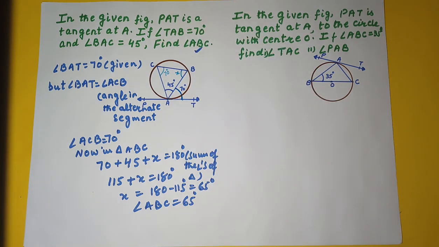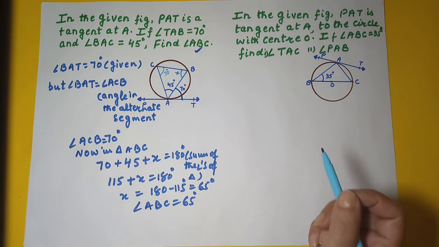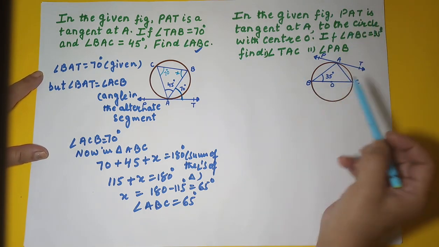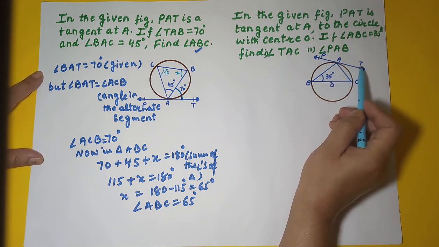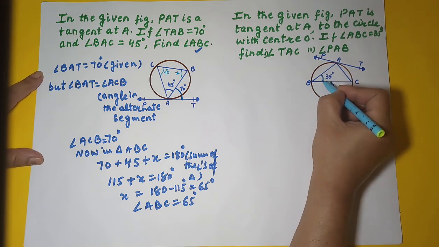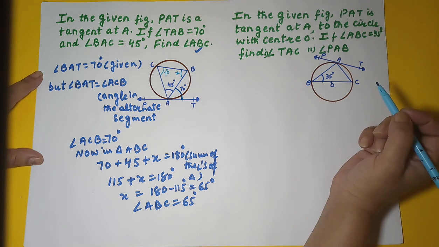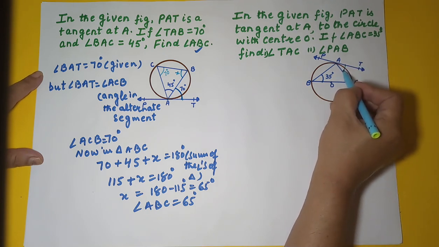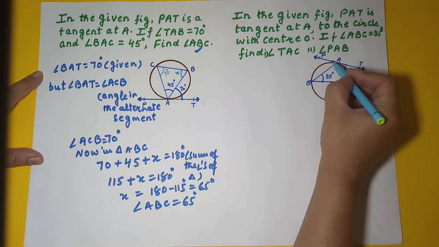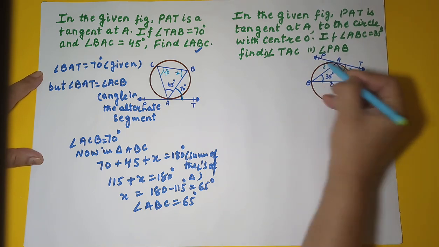Now, next question. In the next question, he is saying that in the given figure, PAT is a tangent to the circle with center O. Okay. If angle ABC is 35, this angle is 35, find angle TAC. That means this angle we have to find. Let's name this X. And angle PAB, this angle we have to find Y.